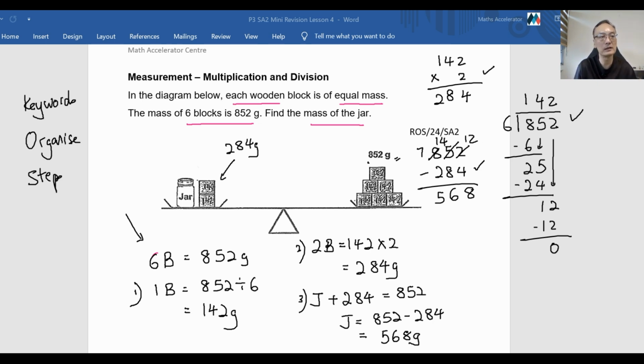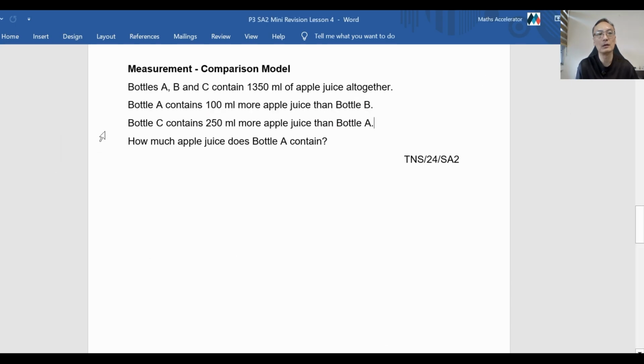Let's move on to the second question. This is question 2. So in question 2, we will be using comparison model. Let me read the question to you. Bottles A, B, and C contain 1,350 ml of apple juice altogether. Bottle A contains 100 ml more apple juice than bottle B. Bottle C contains 250 ml more apple juice than bottle A. How much apple juice does the bottle contain?